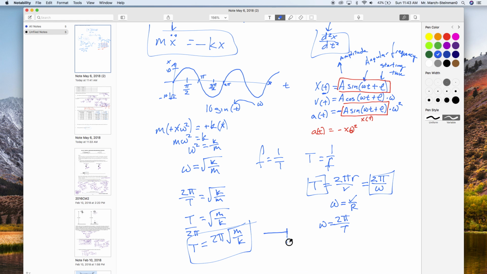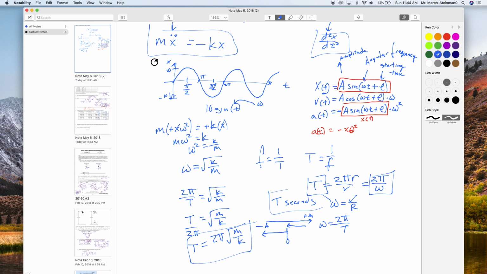if this is my equilibrium point, how long it takes to go out to A and then back to this point. So if this is negative A, maybe it goes to negative A, and then it goes back to positive A, and then it goes back to 0, and that takes t seconds. Okay, so where t is the period. So going out, back, and then back.